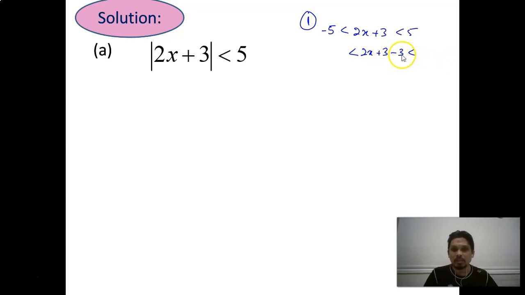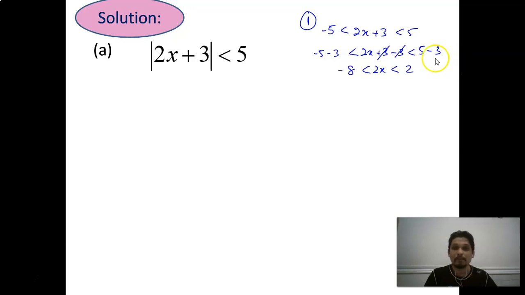So, okay, the reason I come up with negative 3 here is that we would like to eliminate this. So then, we also come up with 5 minus 3 here, and negative 5 minus 3. Okay, so then 2x, 5 minus 3 equal to 2, negative 5 minus 3, negative 8. Okay, not all the time that we can use this.